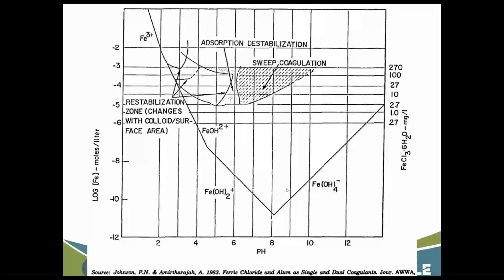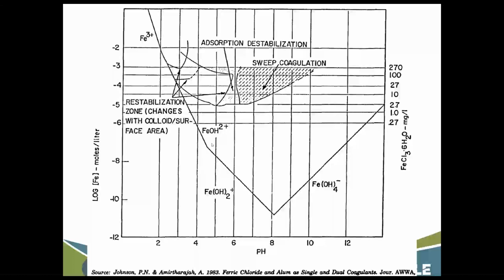Okay, so this is a similar chart, but we're looking at this for ferric now. As you can see, it's a similar situation where we're at the upper end of the dose and we're in the middle to lower end of the pH zone to get to the sweep floc, or sweep coagulation, they're calling it here. But one of the first things that jumps off the page at you is look at how much wider this V is for ferric.